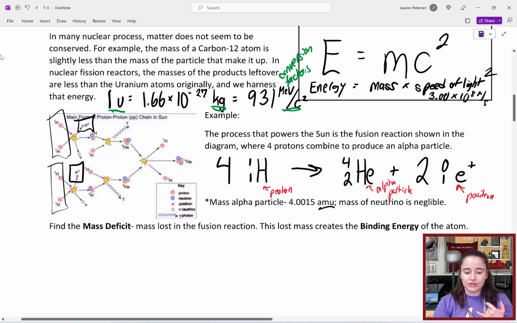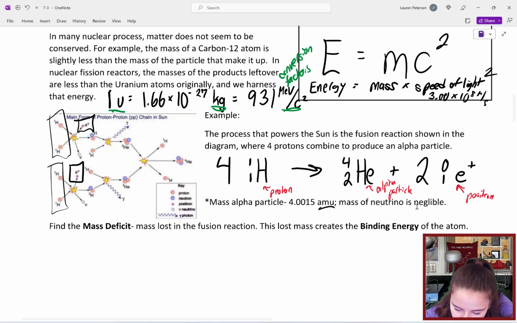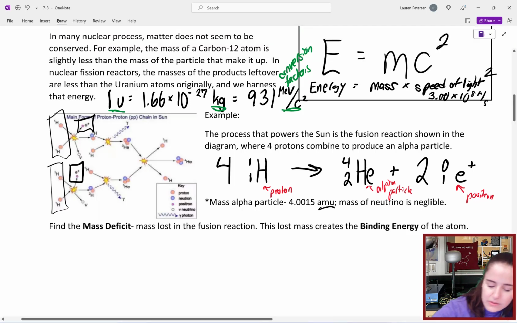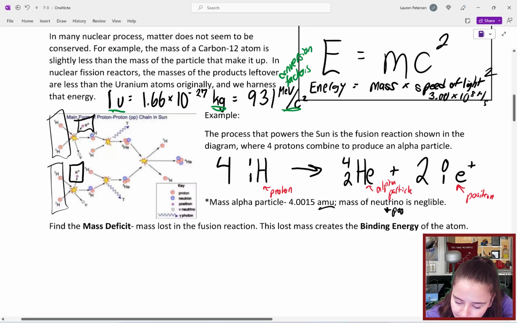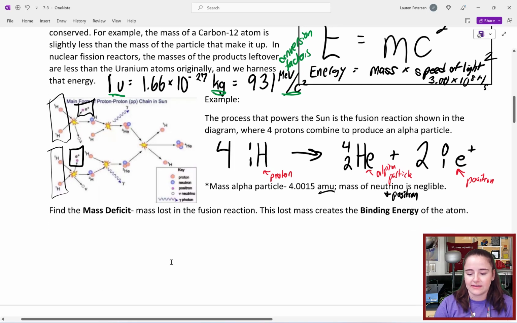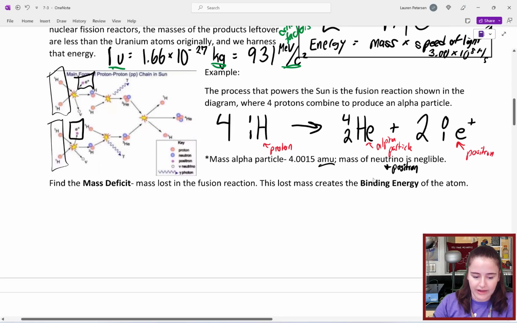And so we're going to find the mass deficit in this reaction. Knowing that the mass of the alpha particle, the 4,2, is 4.0015 AMU, or U, and then the mass of the neutrino and the positron, we're going to ignore the mass of the positron for now, it is negligible. So we're going to find the mass deficit, the mass lost in this fusion reaction.